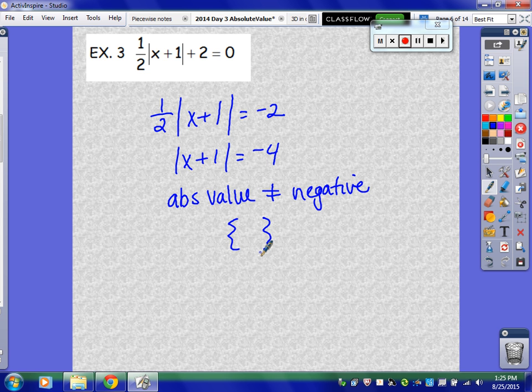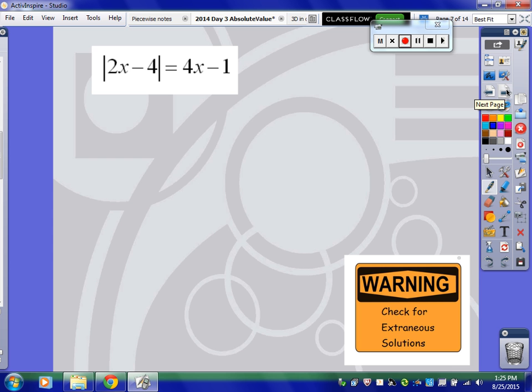Alright, so let's look at another example. Here we have the absolute value of 2x minus 4 equals 4x minus 1. Notice we have x's on both sides of this one. This is probably one of the more complicated problems you're going to have. So here again, my absolute value is already isolated. So now I'm going to break it into two equations.